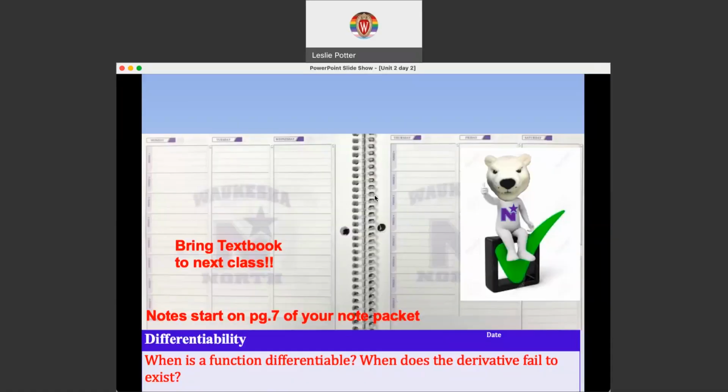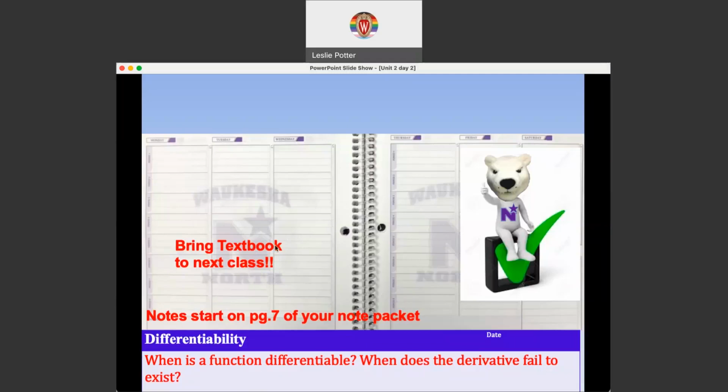These are the notes for Unit 2, Day 2. You should have your textbook ready for the notes that you're going to be taking in just a few minutes. But also, you need to bring your textbook to class for, I'll remind you again, but for when we do the classwork for Day 3. I'll remind you again in the next note session for Day 3.